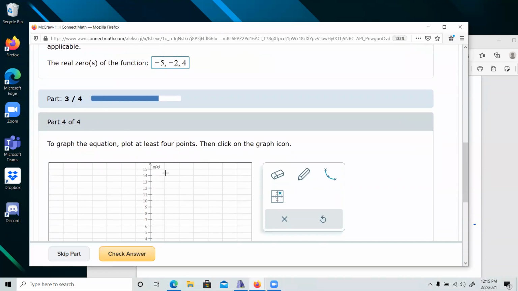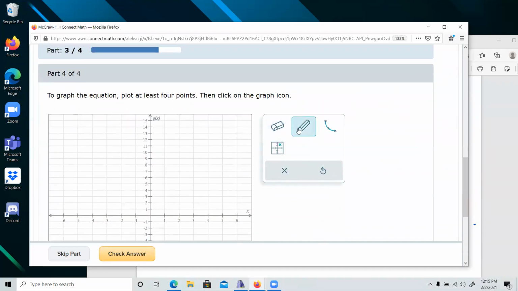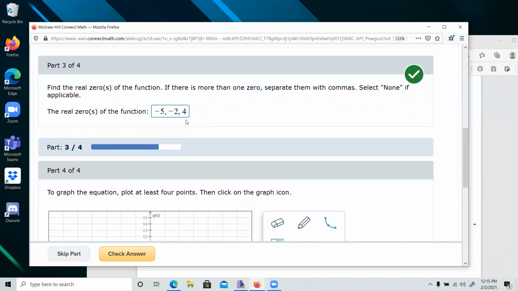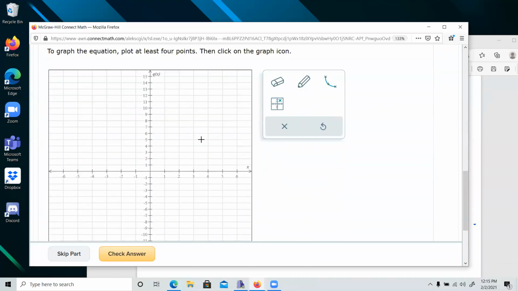All right. And we're going to graph it. We kind of already did, but, you know, there we go. Plot at least 4 points. Hey, what do you know? You have 1, 2, 3, 4 points.